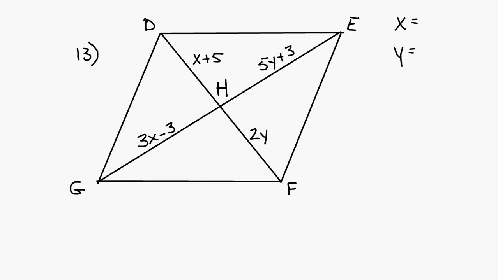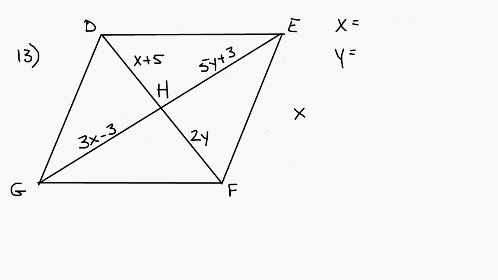You've got these diagonals that bisect each other, but as you can see, you've got different variables related to each segment of each diagonal. So you're going to set up one equation that x plus 5 is equal to 2y. All right, that's this segment congruent to this segment. You've got to set up another equation that says 3x minus 3 is equal to 5y plus 3. That means that this segment is congruent to this segment.